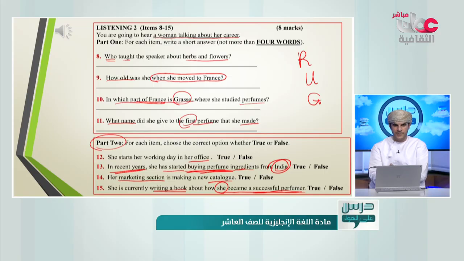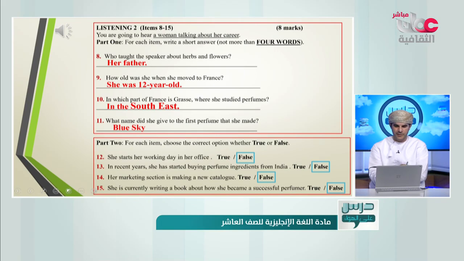Okay, I hope you have finished writing your answers. Okay, here are the correct answers. Number 8, her father. 9, she was 12 years old. 10, in the southeast. 11, blue sky. Did you notice that the answers are not more than 4 words? You shouldn't write more than 4 words. It's written there in the exam question. You have to read it.